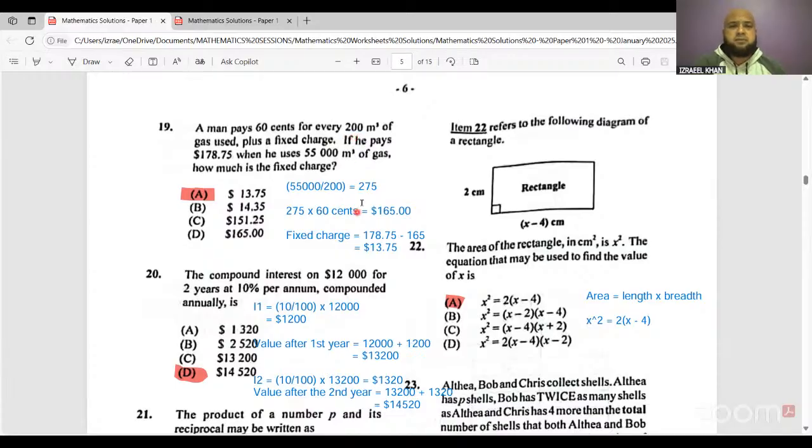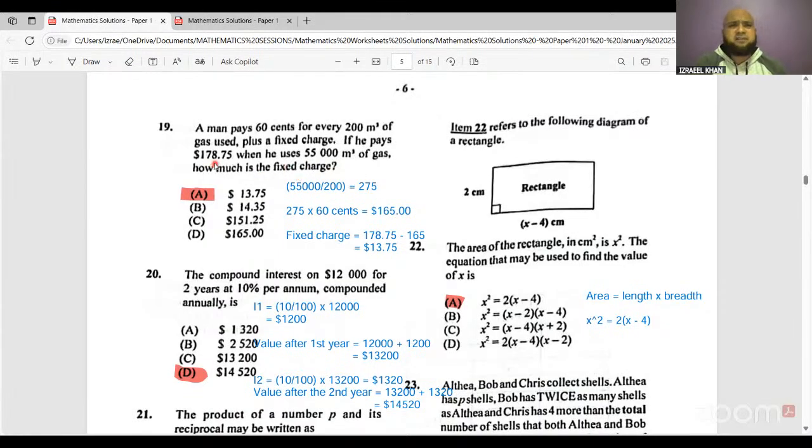So I multiply 275 by 60 cents, or I multiply 275 by 0.6, up to you, however you want to do it. What I did here, I just said 275 by 60, and I'll get my answer, which will be 16,500, and I just move the point 2 places to my left to convert it back to dollars, and you get $165. Now, what they ask for in the question is the fixed charge.